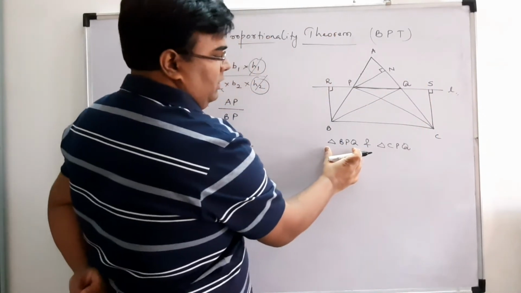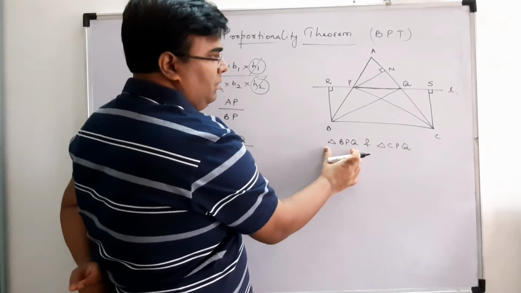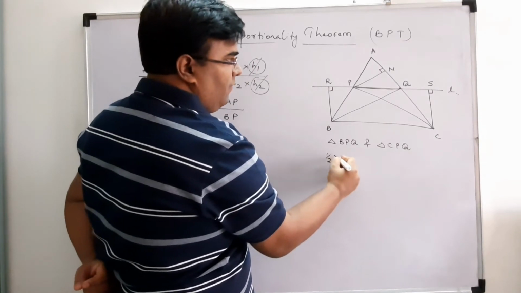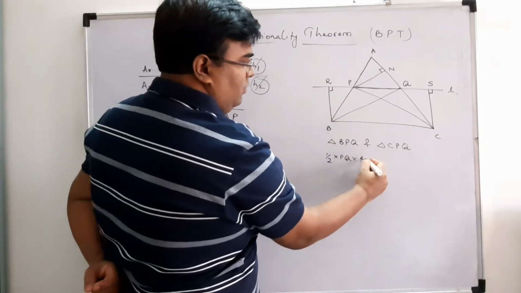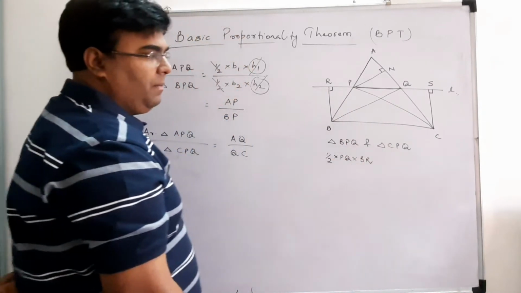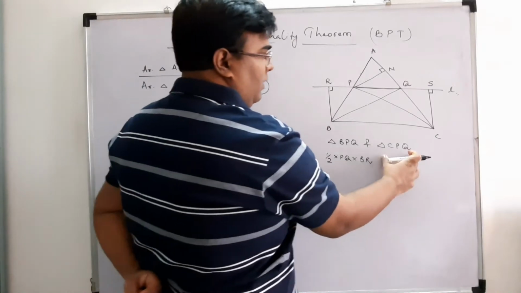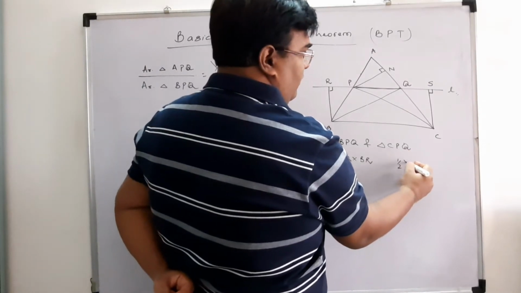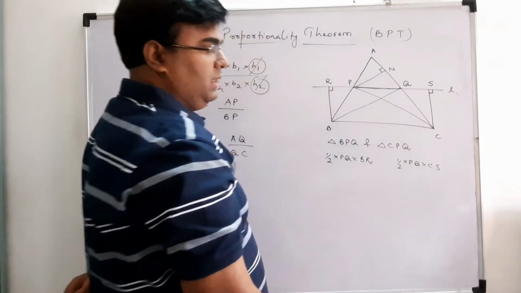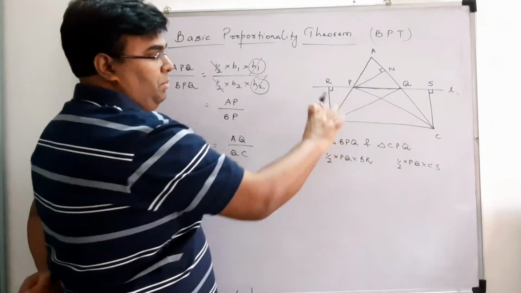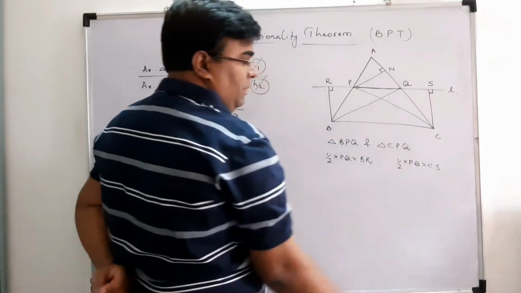So the area of this triangle BPQ is half PQ, I am taking base, into height BR. Similarly for this triangle, it is half PQ into CS. Now we are saying that BR is equal to CS. It means what?